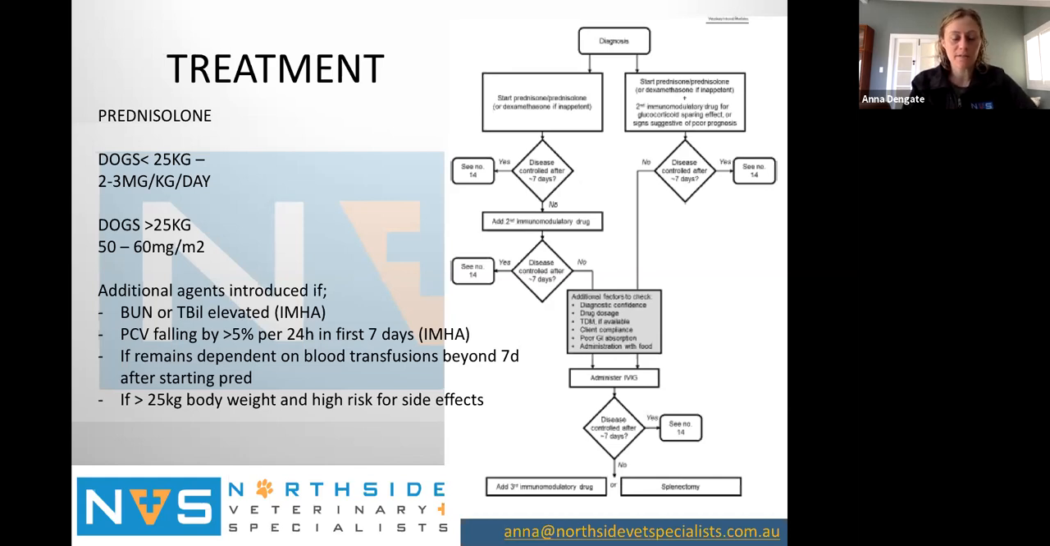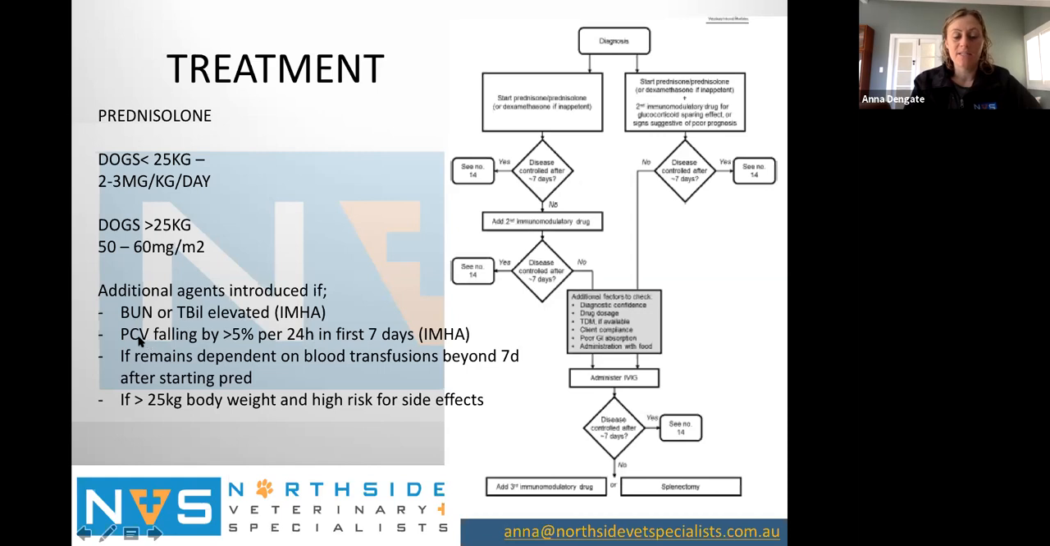The recommendations for introducing a second agent, which is a question I get asked all the time, if it's aggressive disease. So the two prognostic factors for poor outcome are an elevated urea or an elevated total bilirubin. So if they're elevated, the recommendation is to add a second agent, so that you'll be able to get immunosuppressive effects faster.